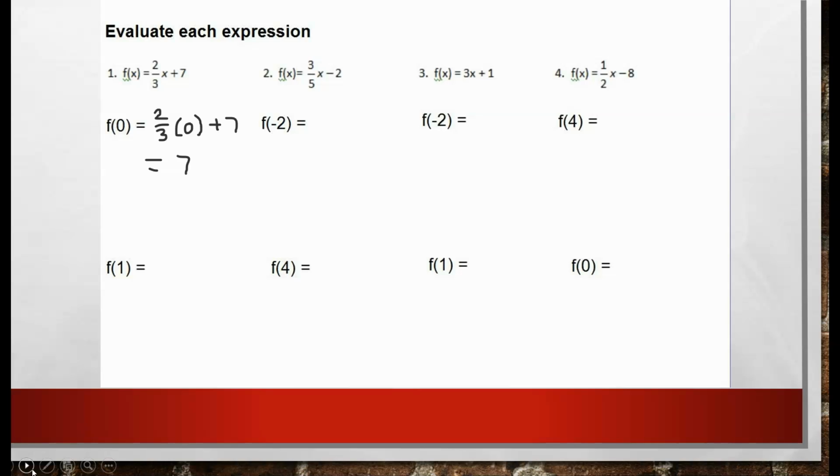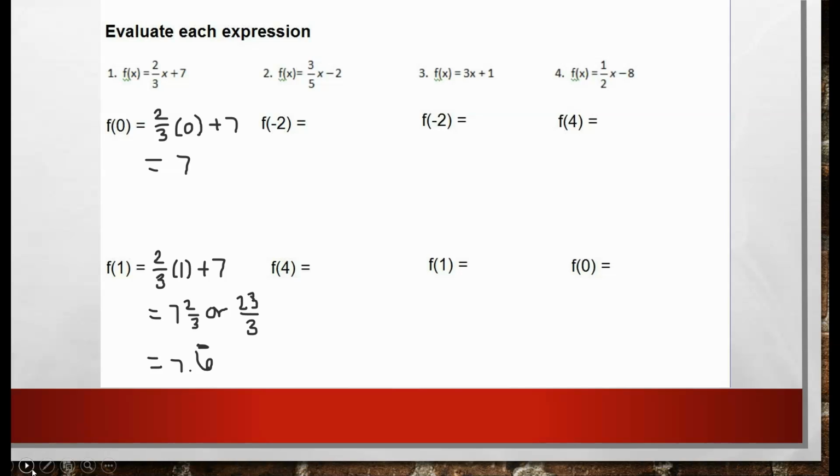And then going down, f of 1 would be 2/3 times 1 plus 7. So you could have written that as 7 and 2/3 or 23/3 if you wanted to write it as an improper fraction. If you wrote it as a decimal, you needed to have 7.6 with the repeating bar.